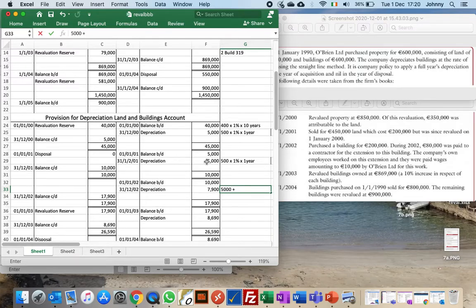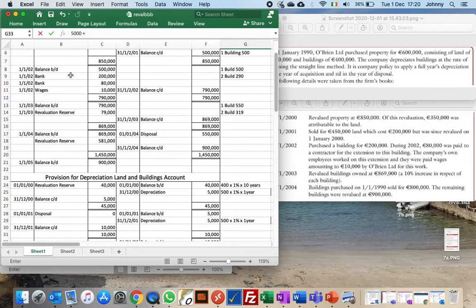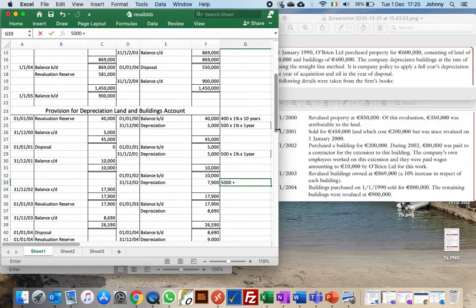plus the new building. Well, the new building, okay, just quickly check how much the new building cost us. 200 plus 80 plus 10, so it cost me a total of 290. So on my depreciation then for that, 290 is what the building is worth, so it'll be 290 times 10% is 2,900. Oh, sorry, times 1%, sorry, it's 2,900. So that's where I get the figure of 7,900.